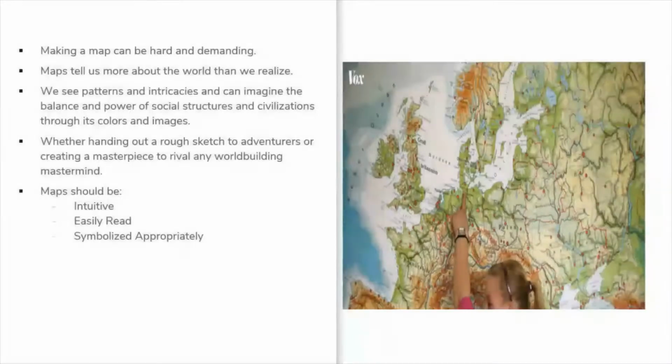All right, so let's go through some do's and don'ts. Making maps can be quite hard and demanding. They tell us more about the world than we realize. What we really should focus on is that maps should be intuitive, meaning it should be very easy to identify what the map is trying to show. It should be easily read, meaning the labels should be clear and what you want to be prominent should be prominent. Maps should also be appropriately symbolized, meaning you should use colors and symbols that are representative of the features that you want.